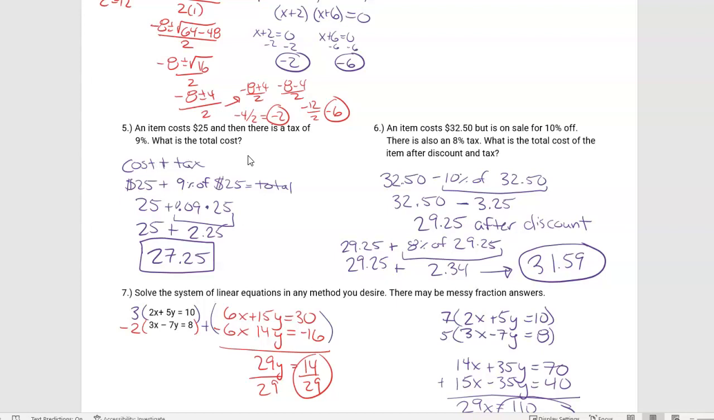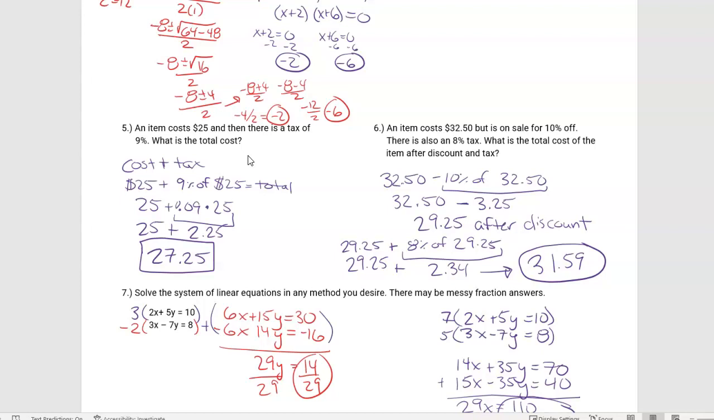Then I put in the cost, which is $25, and then I said tax is 9% of $25. You need to know that 9% is not 9, it's not 0.9, which is 90%, it's 0.09. So when you multiply 0.09 times 25, you get $2.25 for tax. A lot of times kiddos forget that they have to add the original cost as well, and you end up with $27.25.